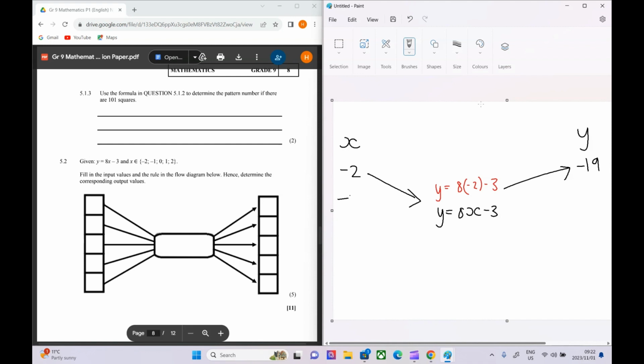So then we've got when x is minus 1, again, same thing. I'll just write the formula here just so you get a feel for it. So y is going to be 8 times minus 1 minus 3. So 8 times minus 1 is minus 8. And then take away another 3 is going to be minus 11. Okay, you're going to do it for x is 0. So I'm not going to write this one down. You get the idea, but you're going to go 8 times 0 is 0, minus 3 is just minus 3.